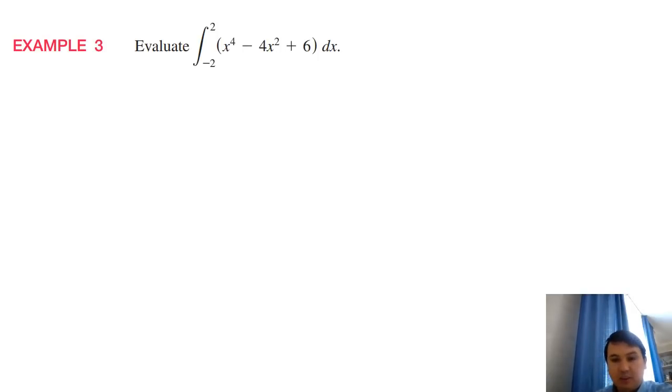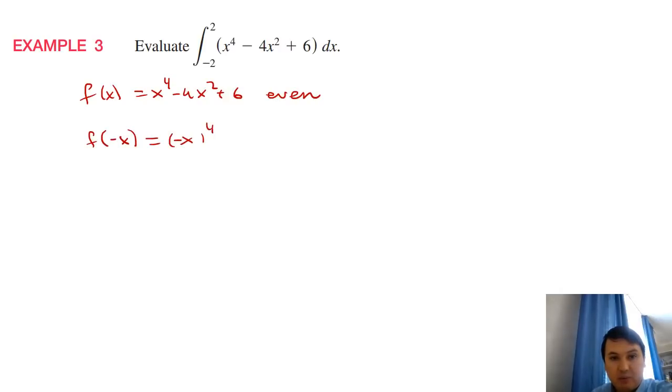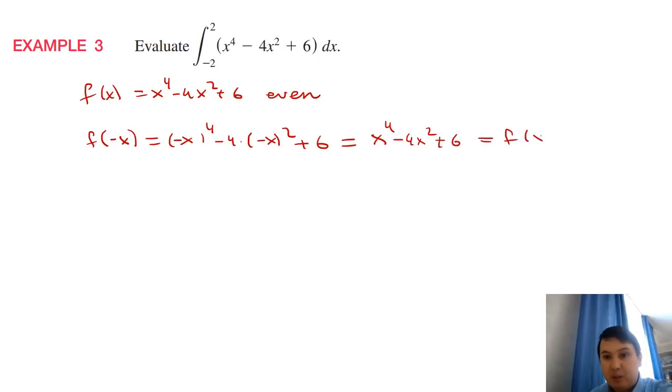Okay, let's consider the following integral. The function that we have, f of x, which is x^4 minus 4x squared plus 6, is even. Why is it even? If we start with f of minus x, that is minus x to the power 4 minus 4 times minus x squared plus 6, because of these even degrees we get back x^4 minus 4x squared plus 6, so we get back our original function f of x.